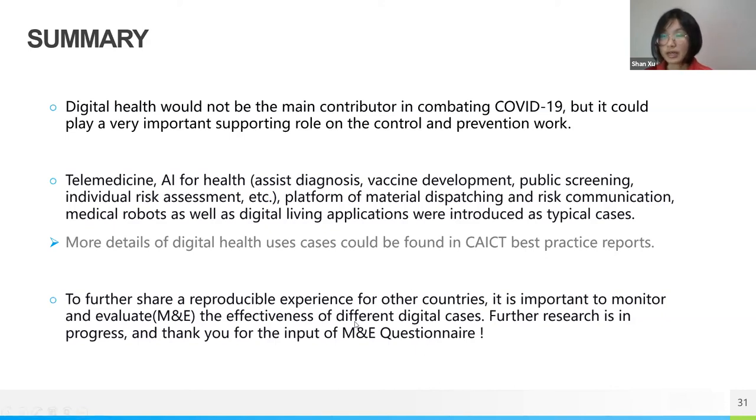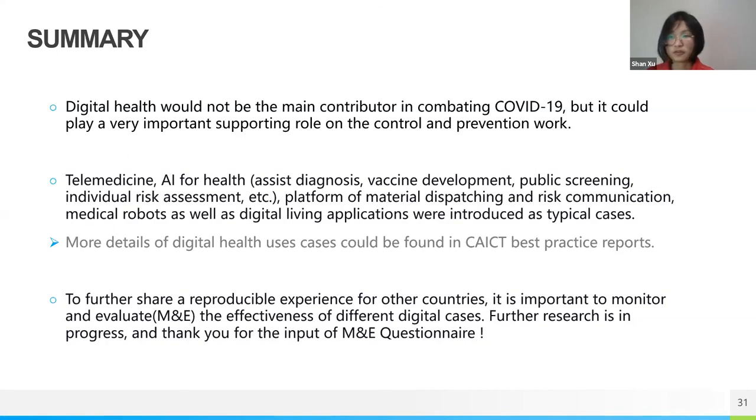So this is the summary page. First, digital health will not be the main contributor in combating coronavirus, but it could play a very important supporting role in control and prevention work. Second, I shared some digital health use cases, for example telemedicine, AI for health, a platform for medical material dispatching, risk communications, robots, as well as digital living applications to support most people's lives. More details can be found in our CICT best practice report.